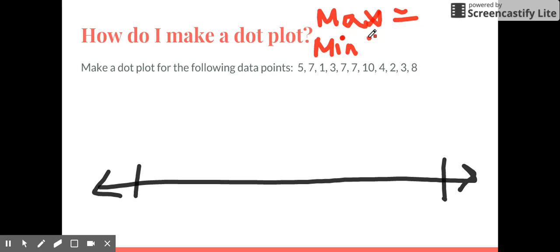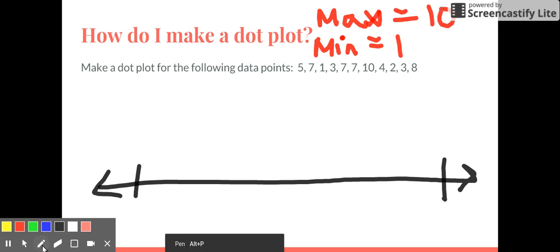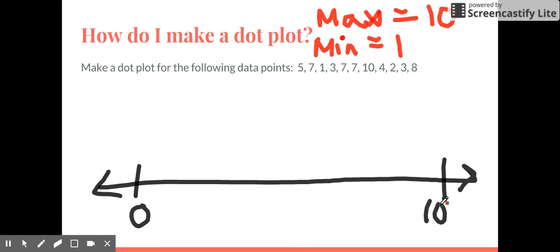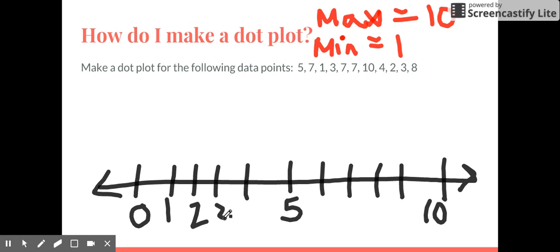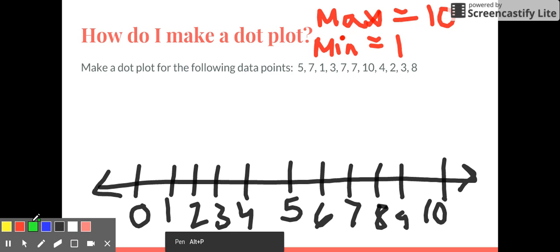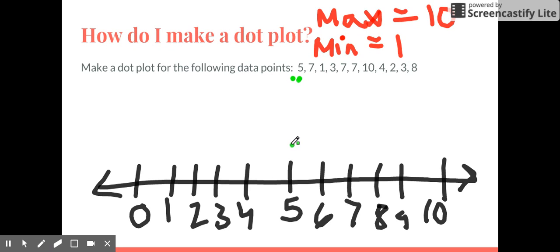Looking at my data, I can see that my minimum is going to be 1 and my maximum is 10. Knowing that is going to help me number my line. So for me, I would start at 0 and go up to 10. So then I just go ahead and make my number line. All right, once you have this done, now it's just a matter of plotting the dots. I basically go down the line and put a dot over every number I see. So my first number is 5, so I put a dot over 5.